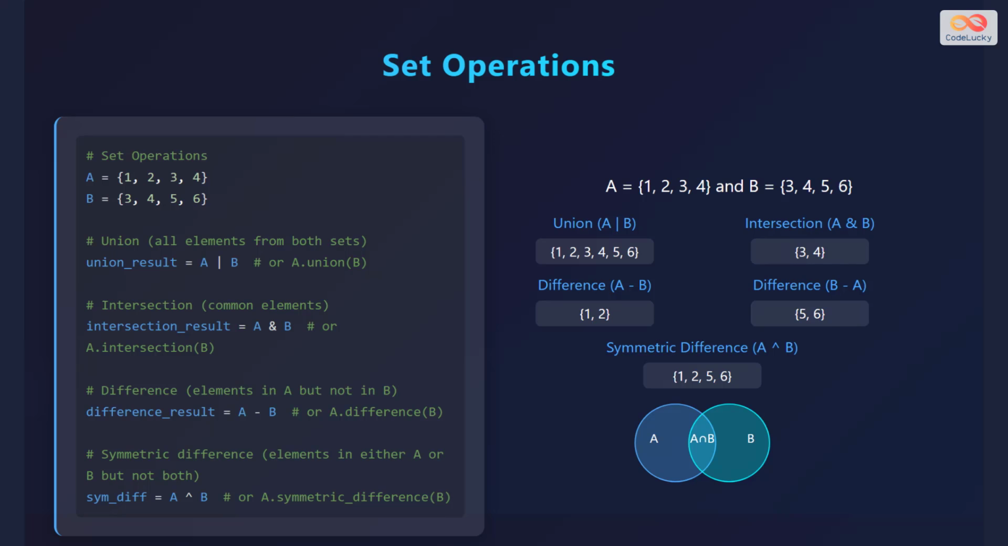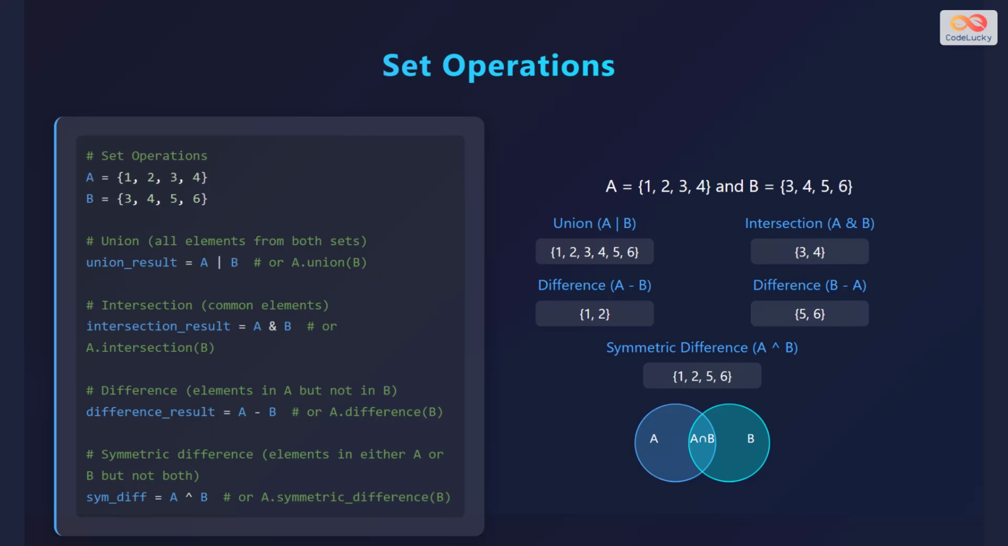The intersection operation finds the common elements between the two sets. You can perform an intersection using the ampersand symbol. intersection_result = a & b, or by using the intersection method, like this. a.intersection(b).